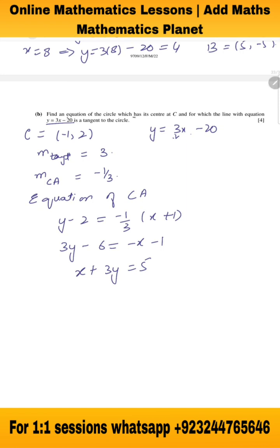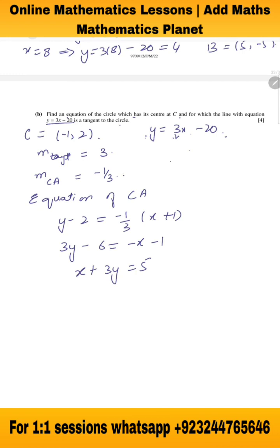So find an equation of the circle which has its center C, for which the line with the equation is tangent to the circle. Now we need to understand the question: it has already given us the center of the circle, and this line is tangent to the circle. So if this line is tangent to the circle, we have the slope of the tangent as 3. So the slope of the line CA would be -1/3. So the equation of the line CA would be x plus 3y is equal to 5. So we need to find the equation of the circle.